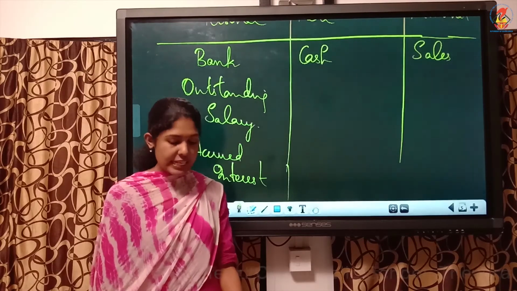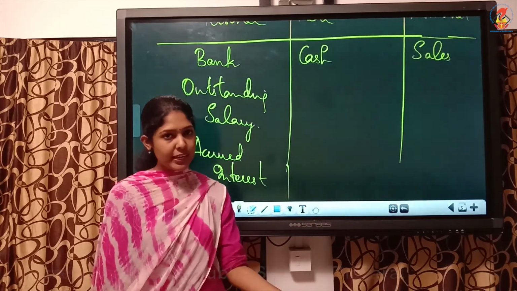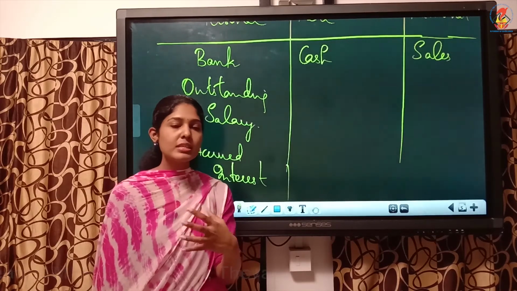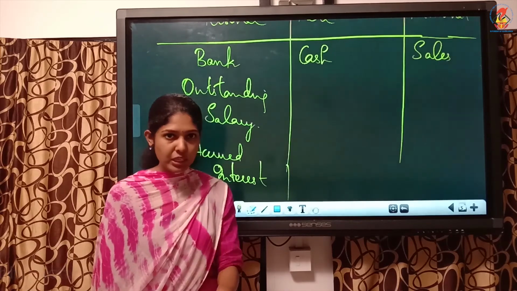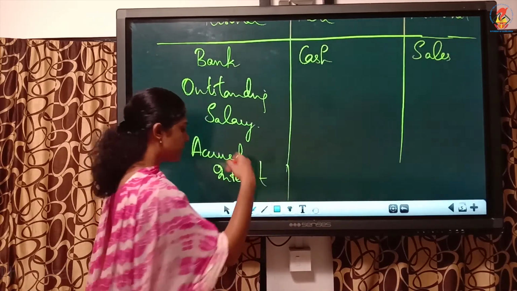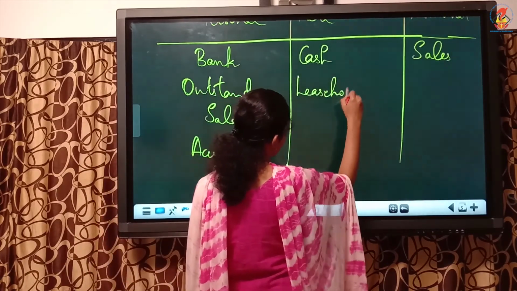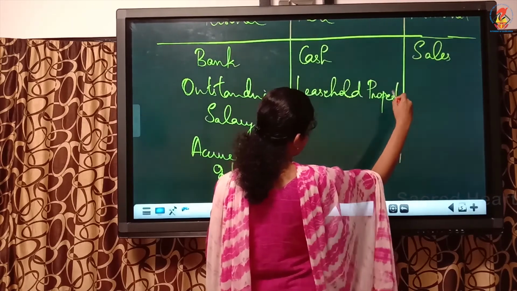Then leasehold property. Leasehold property means it can be a land or a building which you own on the basis of a lease agreement. So anyways, that is your property for the time being. So it is your property or your asset, and it is tangible in nature. So that comes under real account. So leasehold property comes under real account.